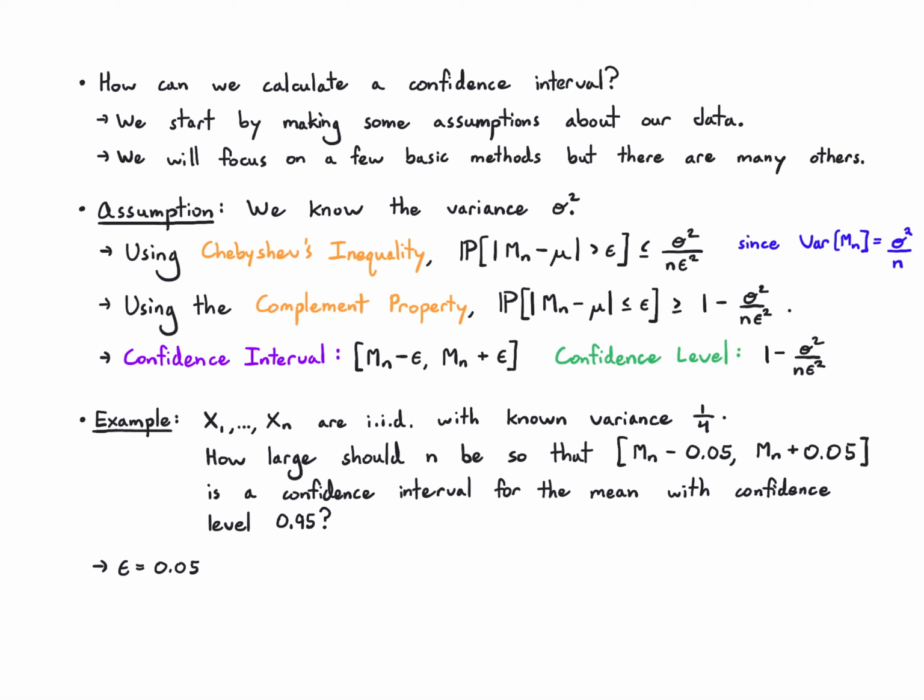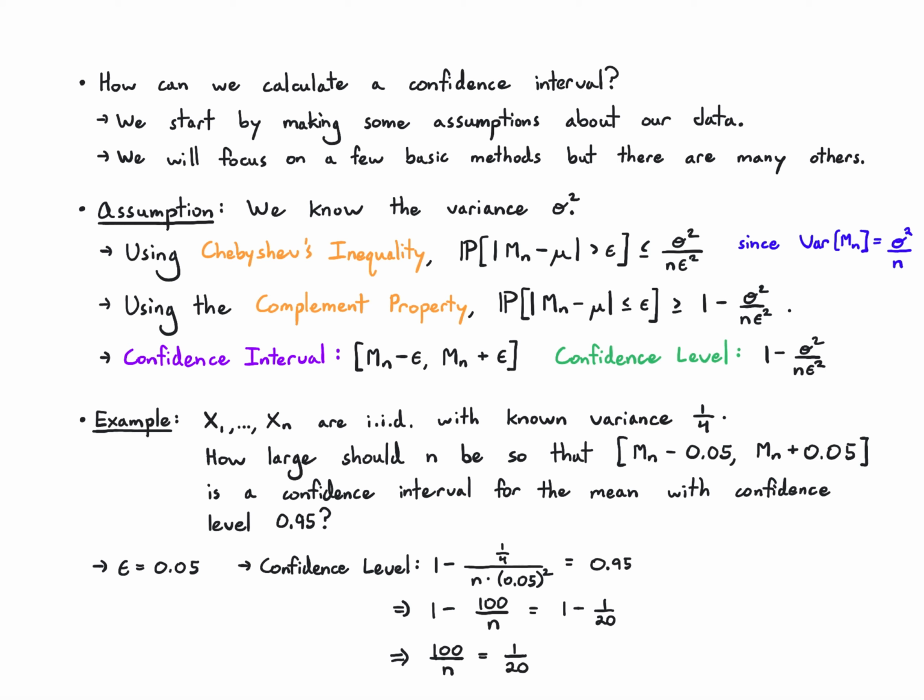Well, this tells me, first of all, that my epsilon needs to be 0.05 because that's what's sitting in the confidence interval. And my confidence level should be 1 minus the variance, 1/4, over n, which I want to solve for, over epsilon squared, 0.05 squared. That should be equal to 0.95. So that's 1 minus 100 over n, and then 1 minus 1 over 20. Okay, so this tells me that I need to have 100 over n equal to 1 over 20. So I need to have n equal to 2000.